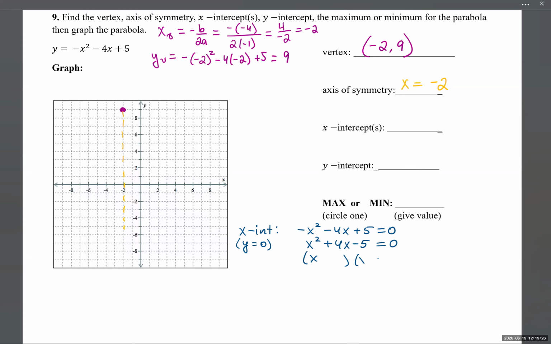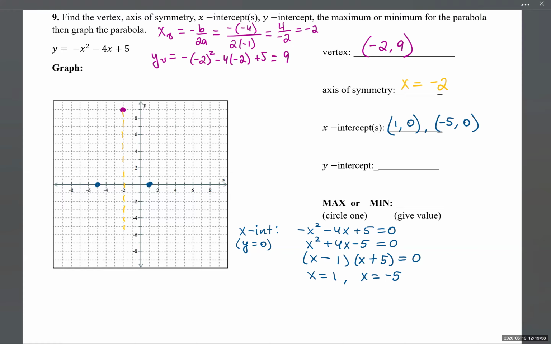Factor. 5 and 1, they have to multiply to negative 5 and add to positive 4. So plus and minus, so x equals 1, x equals negative 5. We can go ahead and plot those two. I'll go ahead and put them down first. So 1, 0, and negative 5, 0. That is right here and right here.